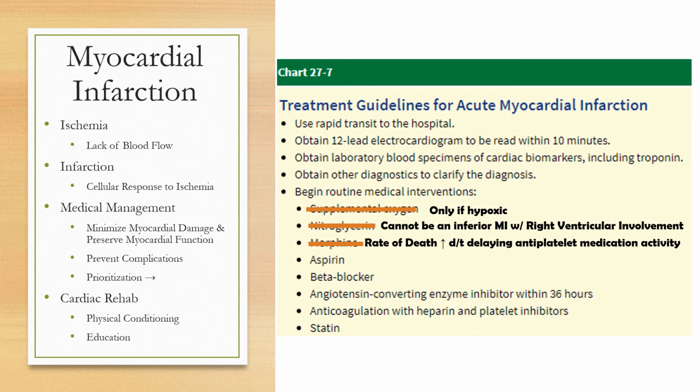Beta blockers, why? They slow down the heart, and that allows the heart to rest. Okay, so in myocardial infarctions, we'll sometimes use beta blockers. Angiotensin converting enzyme inhibitors we'll use. Why? They reduce blood pressure. Okay, but let's just talk about the ones that we use first.